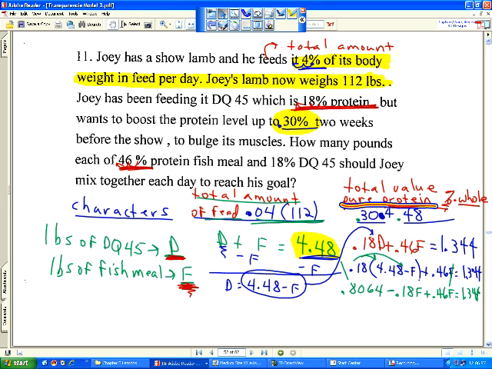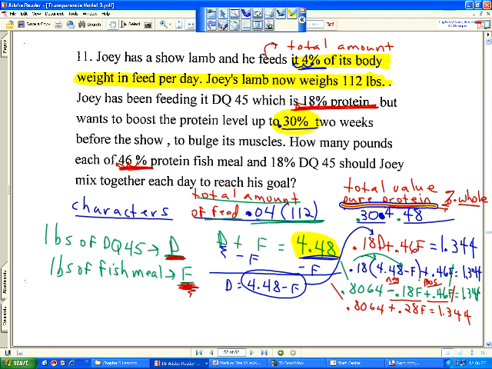Now, we're going to do anything we can to simplify, looking for distributive property and combining like terms. We combine like terms using sign rules. That's a negative 0.18 F, and it's a positive 0.46 F. When you add or subtract with different signs, you subtract and take the sign of the larger. We get 0.8064. What do you get on your F's? Plus 0.28 F is equal to 1.344.